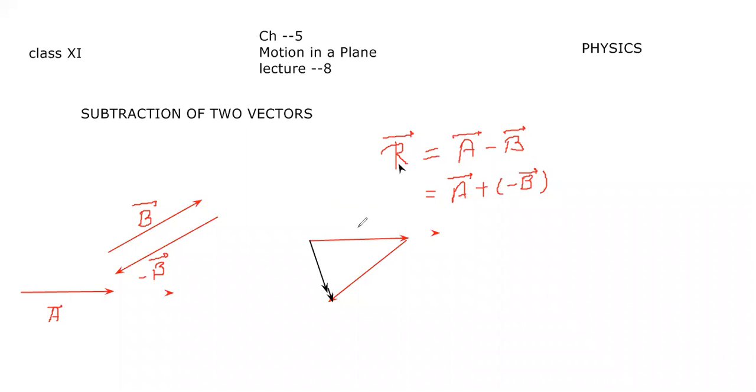Suppose A vector is this and this is the minus B vector. So we simply write A vector plus minus B vector. We put the tail of minus B at the head of A. This is represented by capital R. So subtraction of two vectors is clear. Let us take another example.